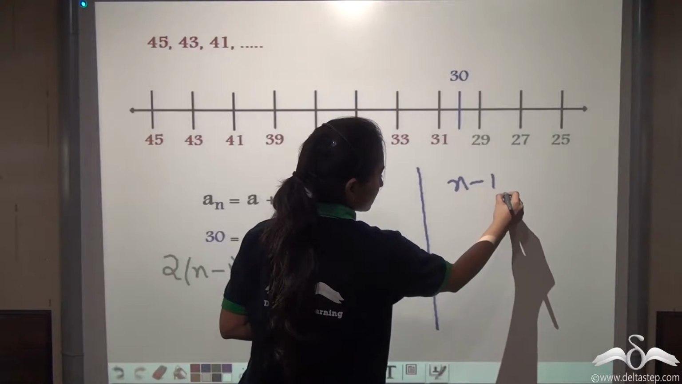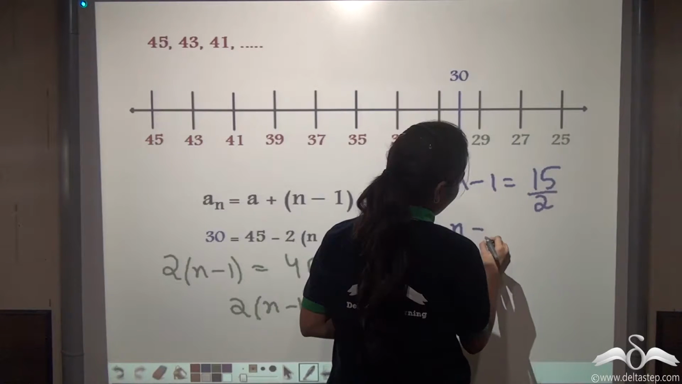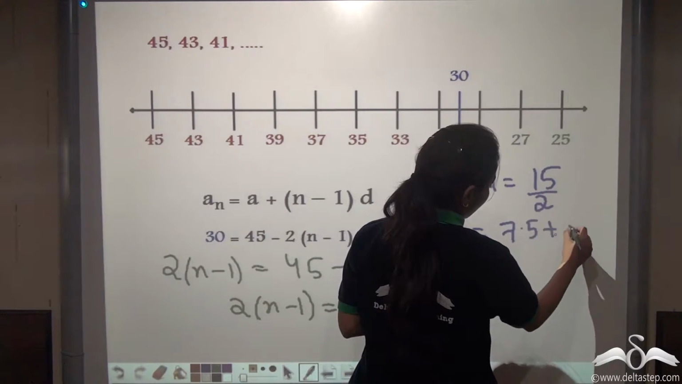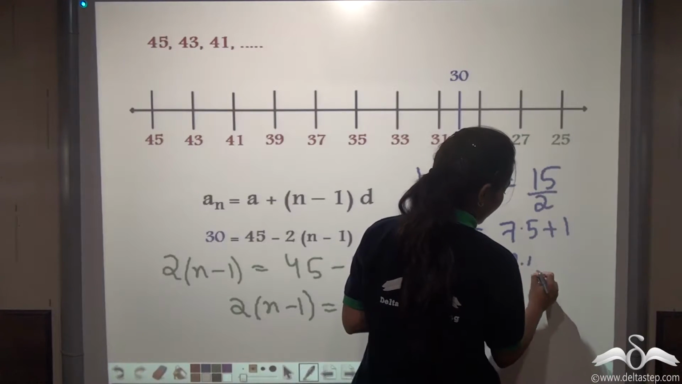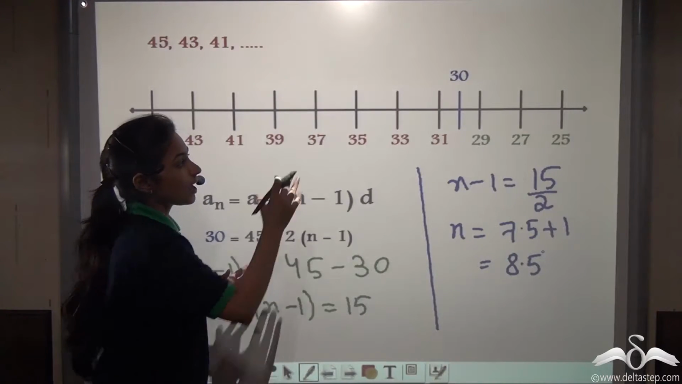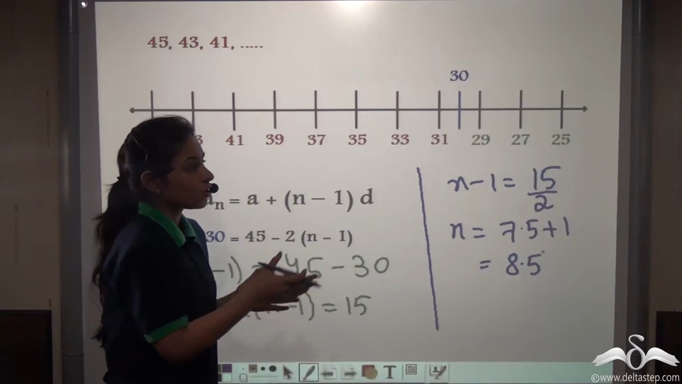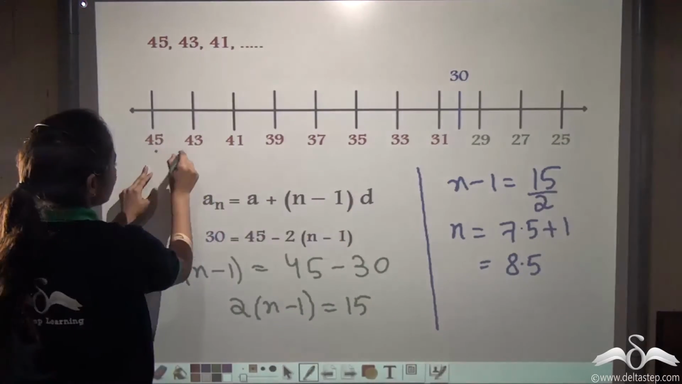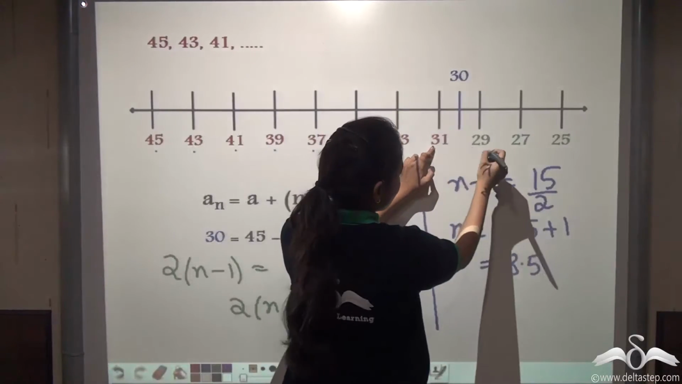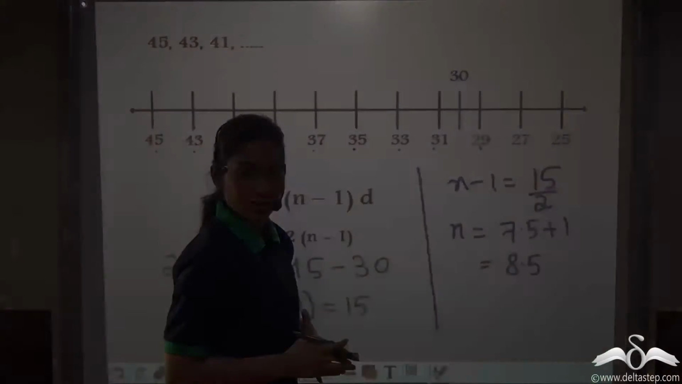Well, n minus 1 will be 15 by 2. So n will be 15 by 2, 7.5, plus 1, 8.5. Well, you can see that this n is not a whole number. That means 30 is not having any position, neither 8th nor 9th. It is in the middle. That you can see. 1, 2, 3, 4, 5, 6, 7, 8. Neither the 8th position nor the 9th position. So 30 is not lying in this AP series.